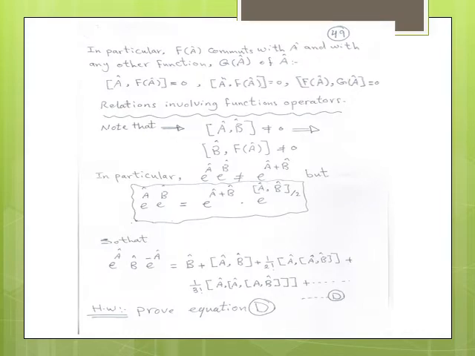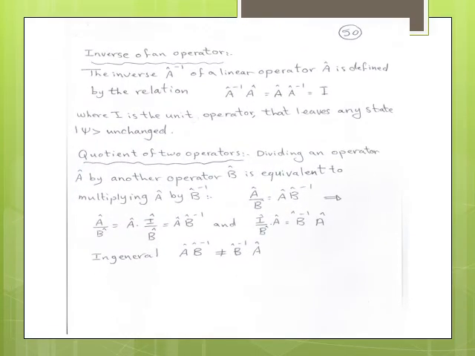من خلال inverse of an operator. شنو الانفيرس للأوبريتر؟ The inverse A to minus 1 للمؤثر A minus 1 شنو هذا؟ Of a linear operator A is given by the relation يعطى بالعلاقة A minus 1 في A is equal to A في A minus 1 وتساوي منها I.